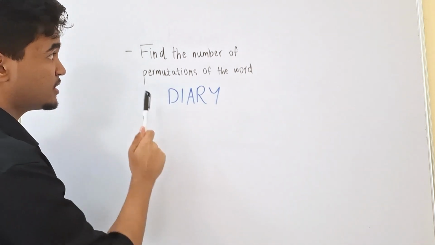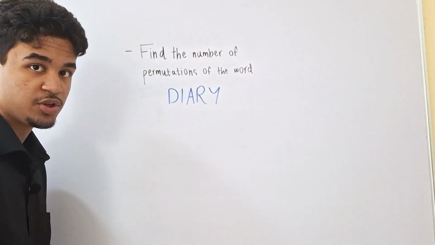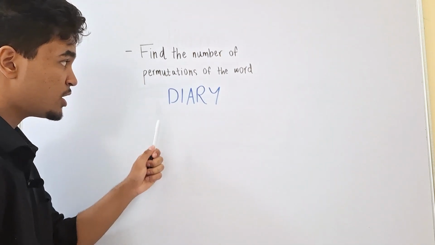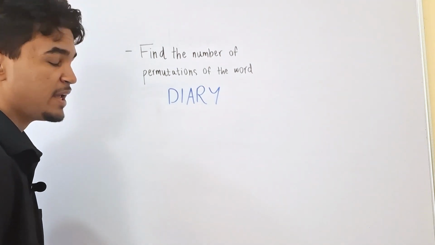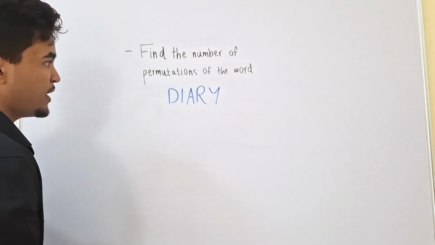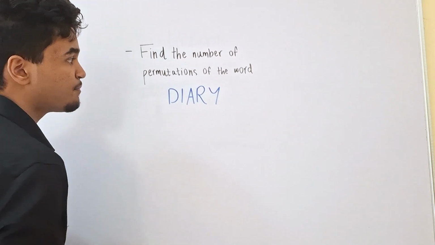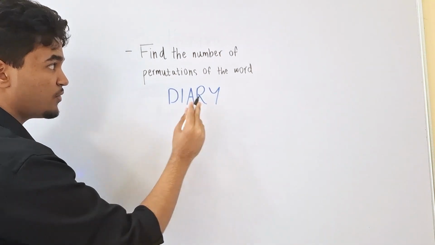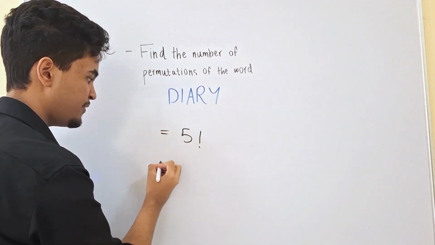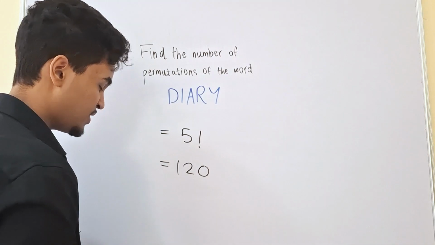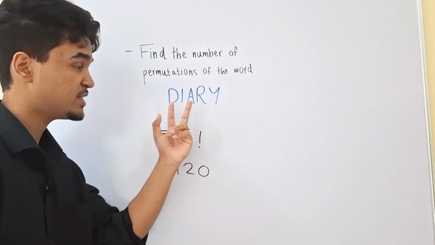The question here asks to find the number of permutations of the word diary. Now, first things first, what you want to do is look at the word given, count the number of letters it has, and then make the factorial of that number. So in the word diary, we have 1, 2, 3, 4, 5 letters, correct? So that means the number of permutations of the word diary, including all letters, is going to be 5 factorial, which is equal to 120. So that means there are 120 different arrangements you can make with the letters in this word.